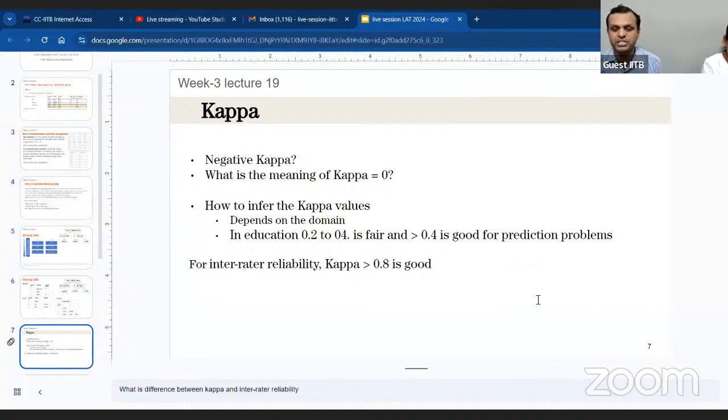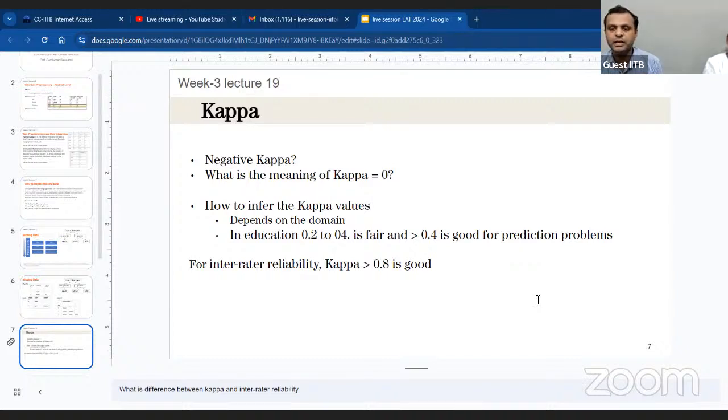Kappa equal to 0 means just by chance, like there's no intelligence or no agreement between both of us. Kappa equal to 1 is a perfect agreement. Beyond that, we need to see. And we actually mentioned somewhere in the weekly material how to infer these kappa values. It depends on the domain we mentioned.